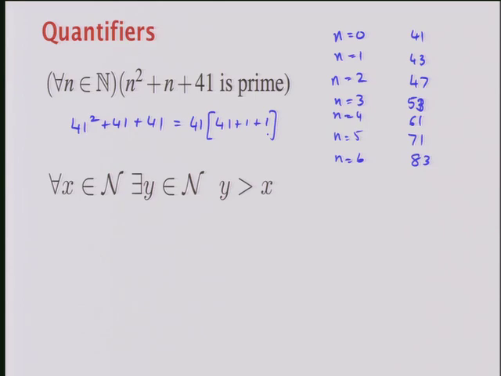Now in terms of quantified statements, we'll also look at statements like this. For all natural numbers x, there exists a natural number y such that y is greater than x. Is that true or false? True, right? Because it says there's no largest natural number.